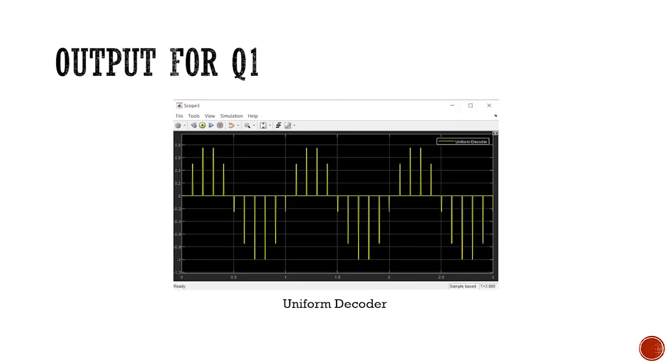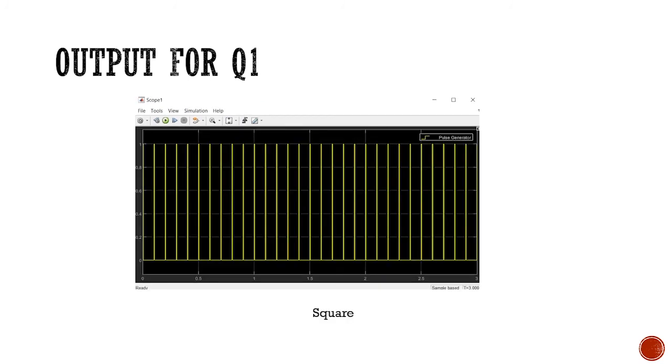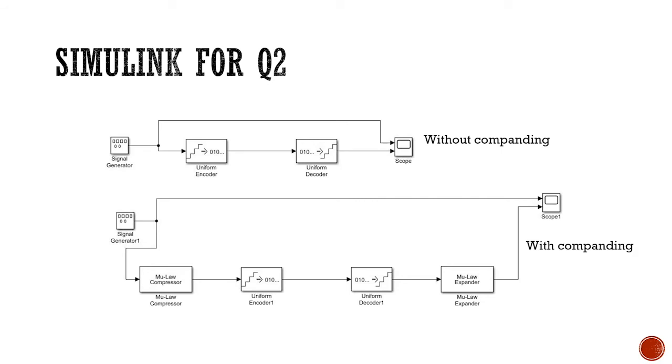And then next, for scope 3, we get the uniform decoder. For scope 2, the uniform encoder. For scope 1, we get the square. And then for the Simulink for question 2, we have 2 types, which are without compounding and with compounding. Without compounding, we have a signal generator, uniform encoder, uniform decoder, and scope. The difference with compounding is we add the mu law compressor and mu law expander.